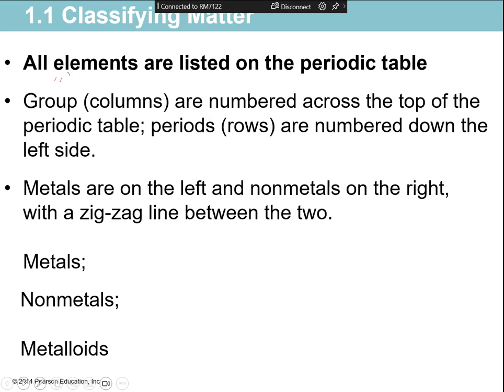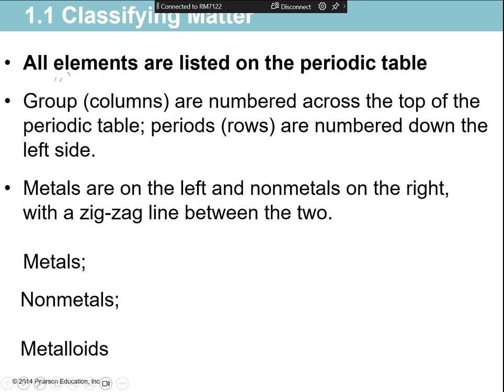But do know that when you come in, you can always grab a periodic table. I always put the laminated periodic tables out. So when you come in, you can always grab one because, I mean, you can look over there, but it's always easier if you just have one to look directly at.